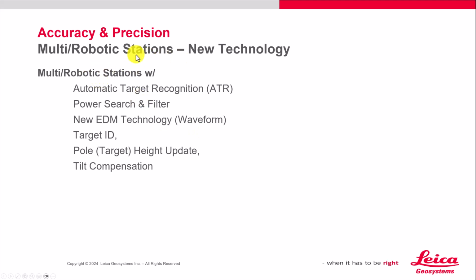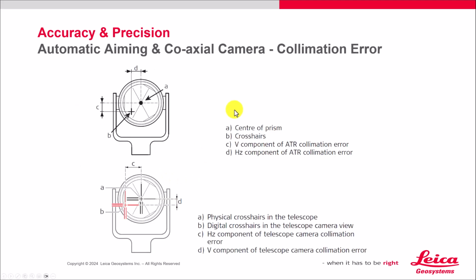Now, let's take a look at the multi and robotics total stations. We have things such as automatic target recognition, power search and filter, new EDM technology that we've talked about, target ID, pole height update, and tilt compensation. Lots of new technology lately. All right, so we do have to worry about a collimation error of the prism. I'm not going to read all these axes to you, but basically, this is where you're looking here, and there's an offset that we have to compensate for. That automatic aiming may be looking here and it needs to be here, so we need to compensate for that.